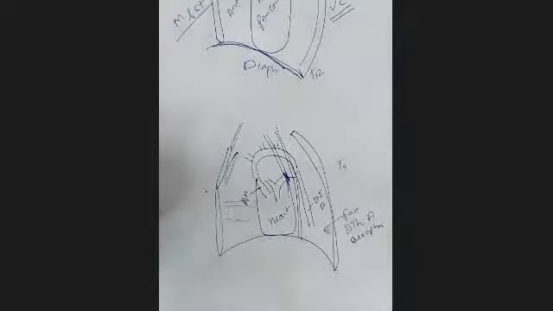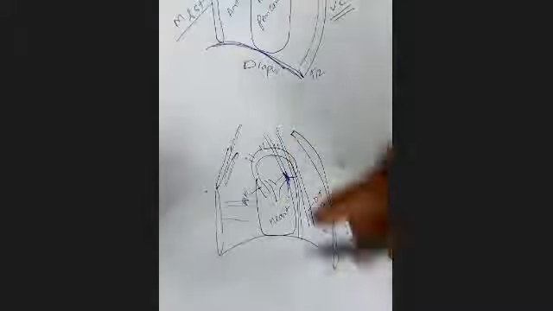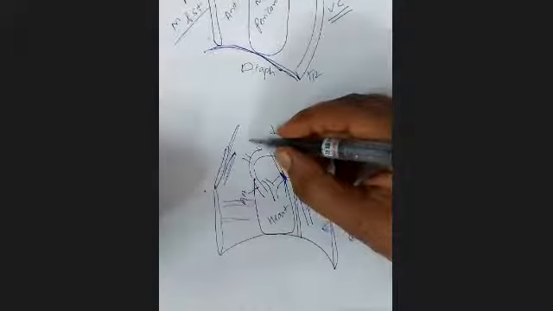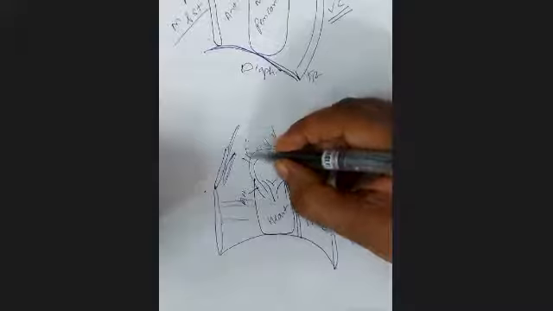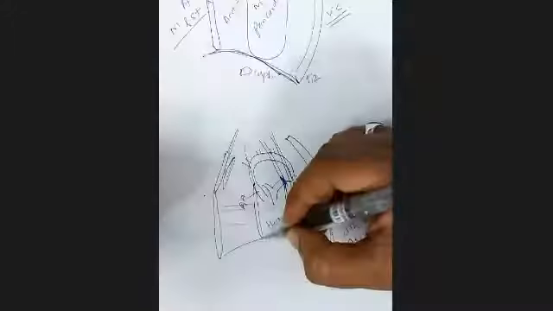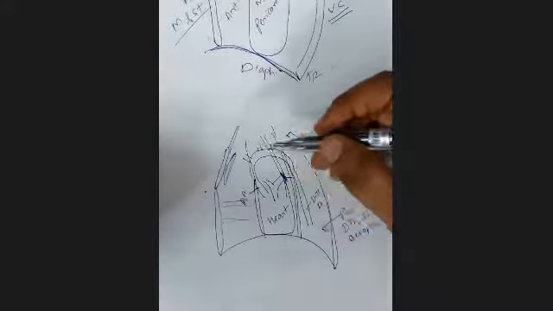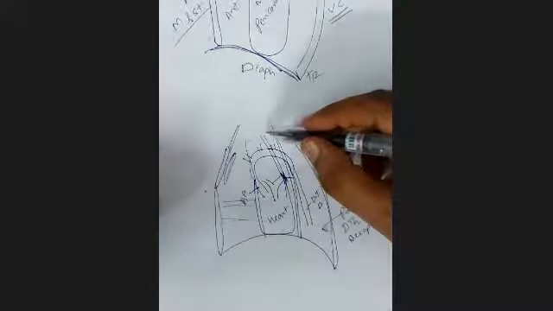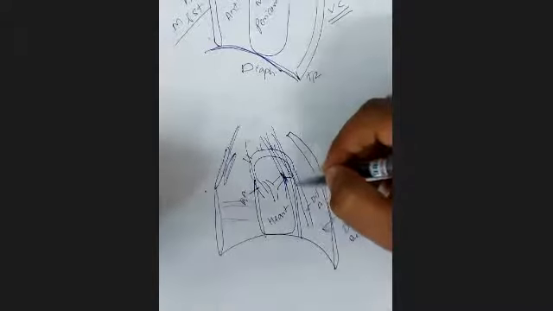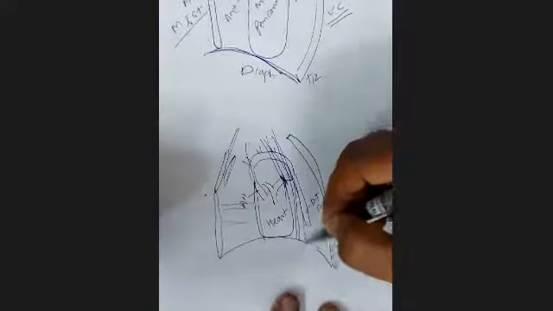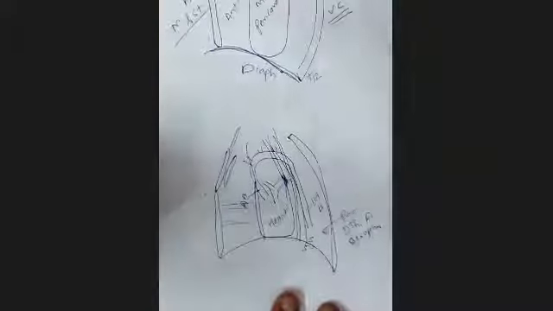Another thing which we have to know is the phrenic nerve. The phrenic nerve, which passes like this to the diaphragm, will be part of the superior mediastinum and middle mediastinum, while the vagus nerve will go from superior mediastinum to posterior mediastinum.